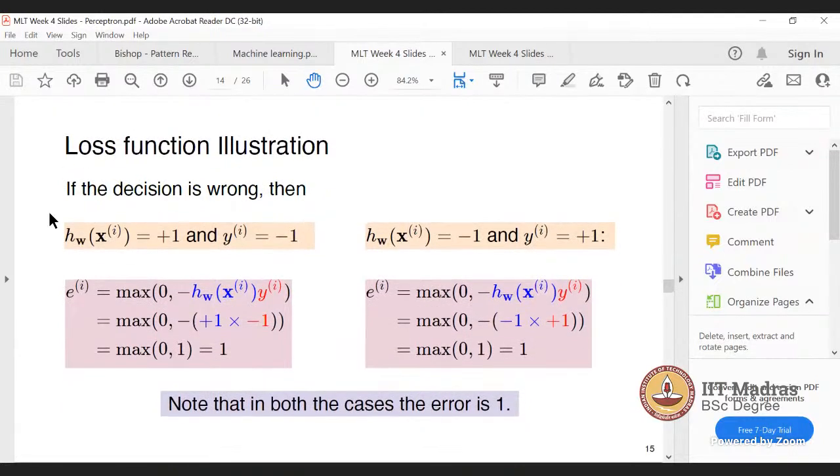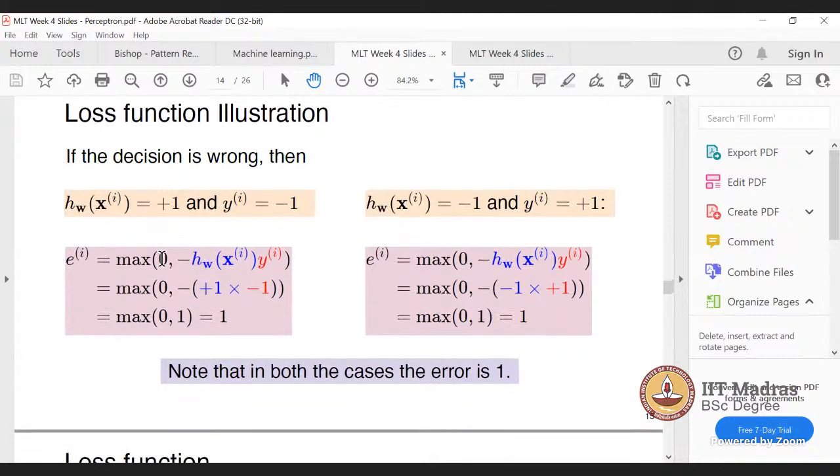So look at this. If the decision is wrong, that actually it is -1 and it is classified +1. That is a misclassified point. Then in this case, your sign(w·x) value is +1 and y_i is actually -1. So minus is already there. So maximum will be 1. So in this case, the error is 1.